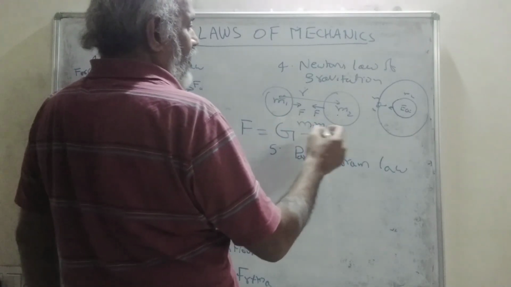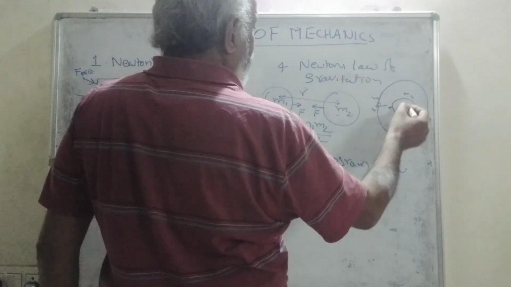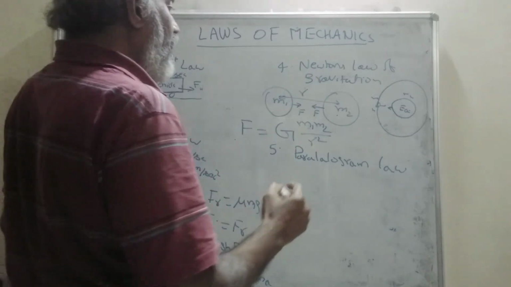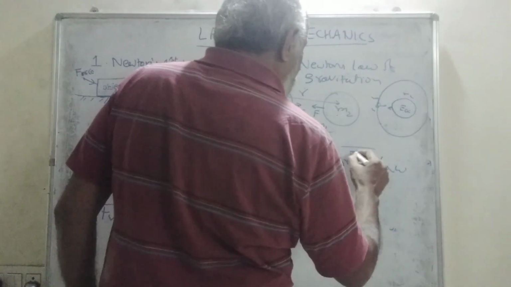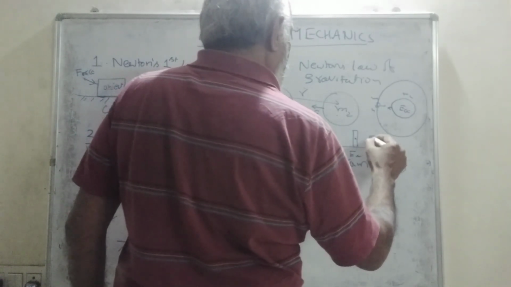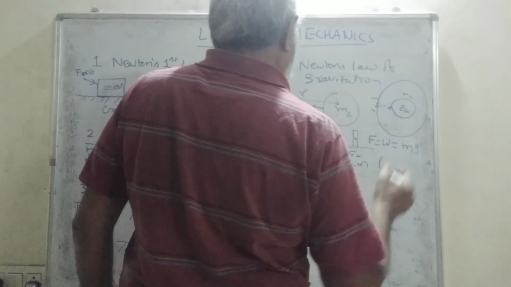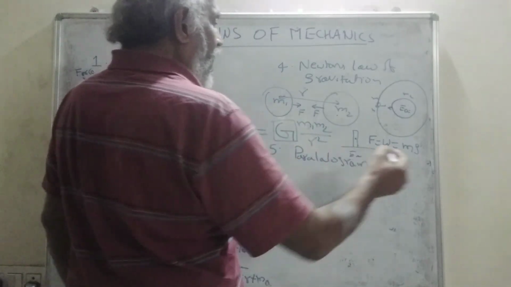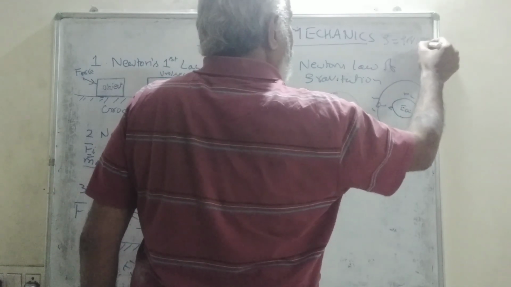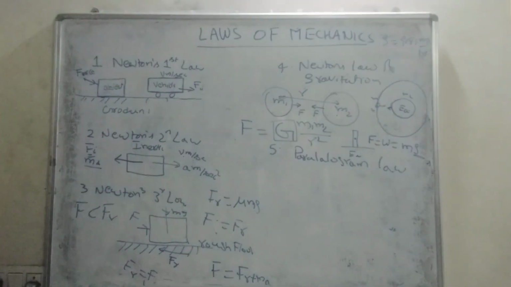G into M1 into M2 by R square. That means M1 is the mass of Earth, M2 is the mass of Moon, and R square is the distance between these two. Okay, this you can apply to any two objects. So this is about Newton's law of gravitation. For example, if a man is standing on the Earth, the force is nothing but the weight of the human body, and it is equal to m into g. This g is acceleration due to gravity, and it is 9.81 meters per second square. This is Newton's law of gravitation.